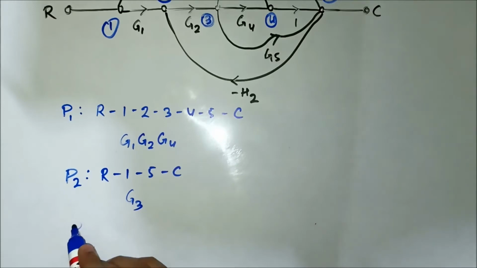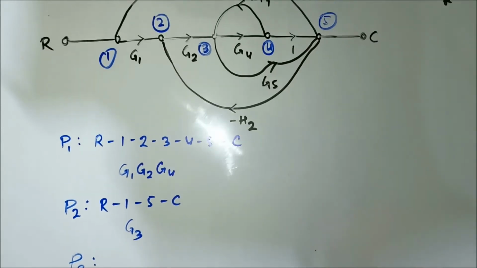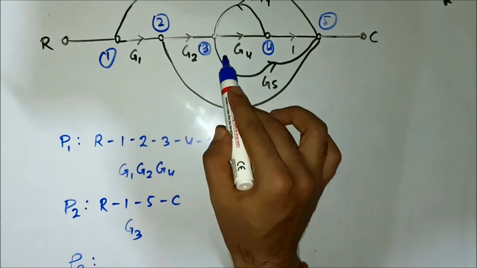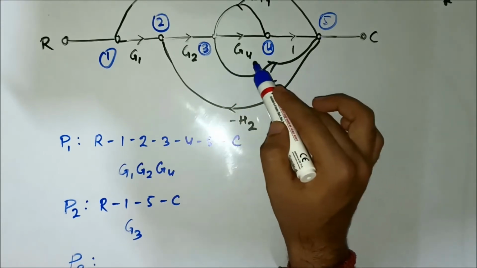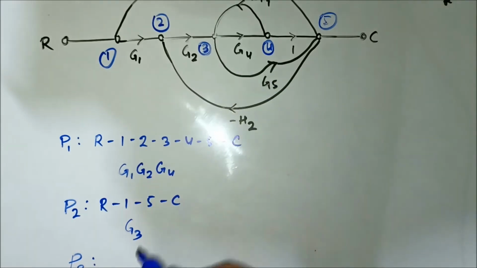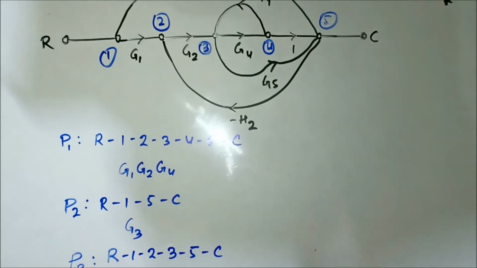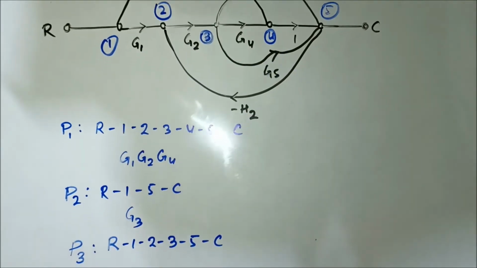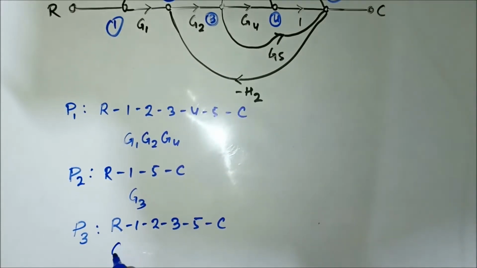Then the third forward path, if you can see here: R1, 2, 3, then from 3 to 5 this direct forward arrowhead, then to C. So R1, 2, 3, 5 and C, and it has gain G1 G2 G5, the product of the individual path gains.